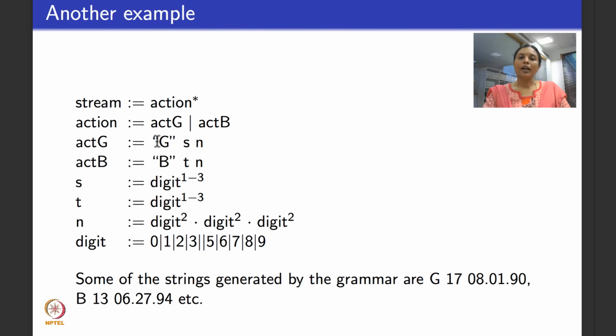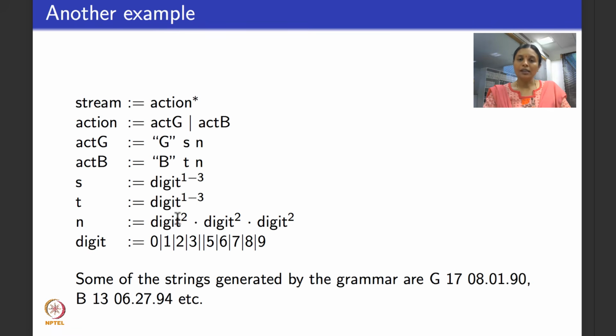Act G has this format. It could be G, S, N. G is like a terminal string, parked. That's why I've put it within double quotes. Act B is B, T, N. B is another terminal string. I've put it within double quotes. S and T could be a digit of a single unit or 3 unit. It's a digit of length 1 to 3, denoted like this, digit to the power of 1 to 3. T is another digit of length 1 to 3.